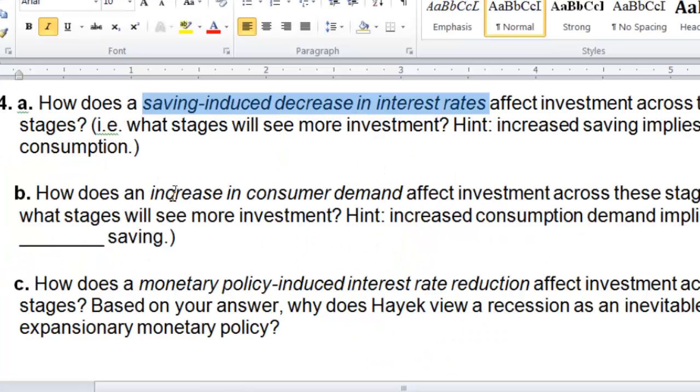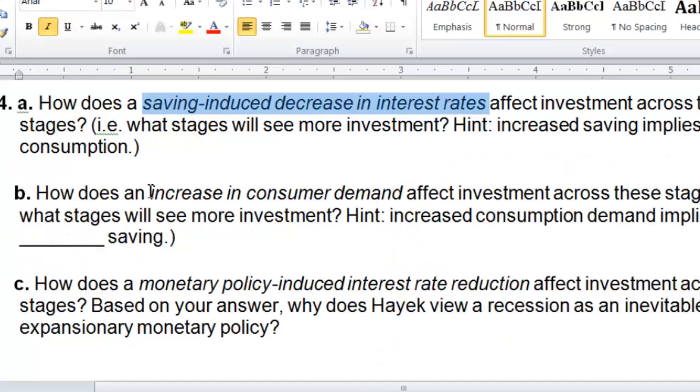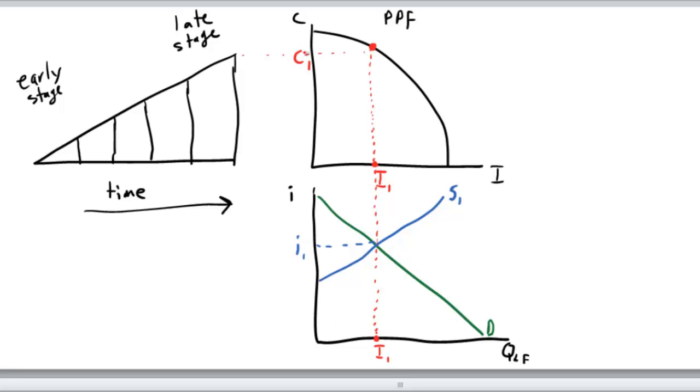How does an increase in consumer demand affect investment across these stages? Let's go back to the graph. Okay, now we're looking at an increase in consumer demand, and we want to see how that affects investment. Well, now we're moving up here on the PPF, more consumption, less investment. So investment is moving down. And let's think about what that does in the credit markets.